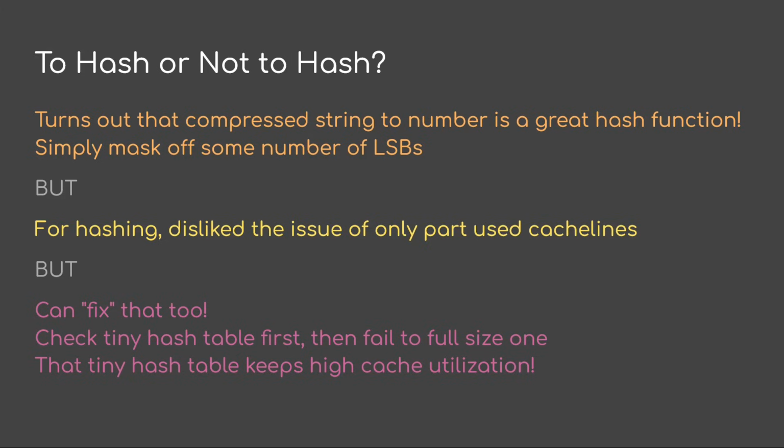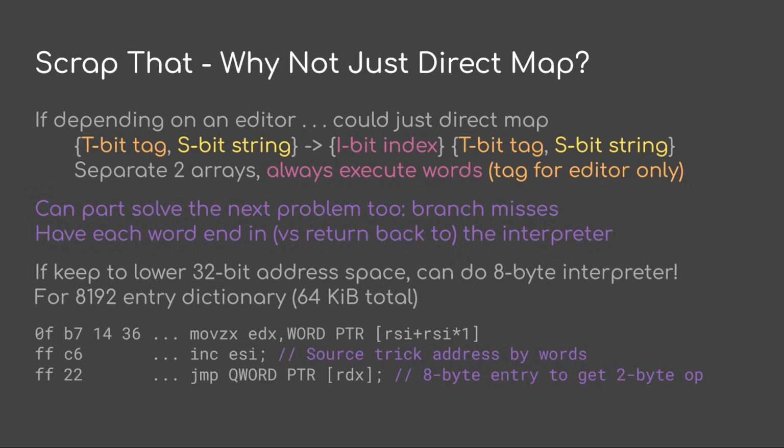And assuming lots of reuse, that tiny hash table is going to keep high cache utilization. However, now we've done 2 stages of optimization, but we really should start asking, why are we hashing and why are we compressing? Why are we doing all this overhead? Why do we just not direct map? After all, if we're depending on an editor, we could just direct map. Or perhaps just address into the dictionary directly. And we can split off the T-bit tag and the S-bit string for editor use. And that can start simplifying things so we don't have all this complexity in the first place.